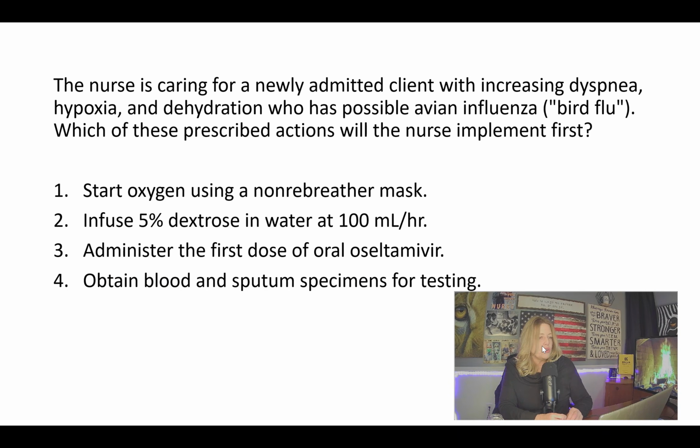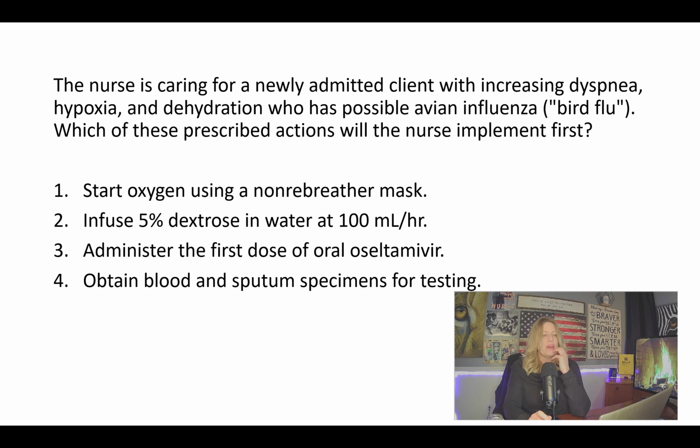The nurse is caring for a newly admitted client with increasing dyspnea, hypoxia, and dehydration who has possible avian influenza. Which of these prescribed actions will the nurse implement first? All right, so here we have a patient with a possible diagnosis, avian influenza, and a bunch of symptoms, and they want to know what we'd implement first. Start oxygen, infuse D5 water at 100 mils an hour, administer the first dose of oral oseltamivir, obtain blood and sputum specimens for testing.